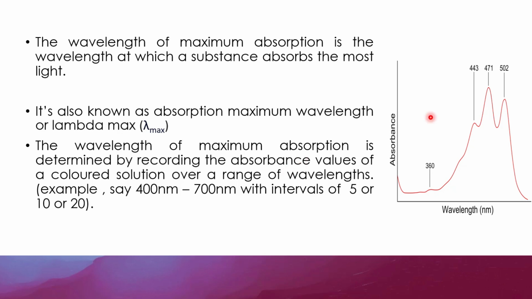So now let's take a look at this graph over here. The graph shows the absorption spectrum for a sample at different wavelengths. So these are the wavelengths 360, 443, 471, and 502 nanometers, with the wavelength 471 nanometer being the wavelength at which there is a maximum absorption of light, and this can be seen by the peaks produced in the graph.